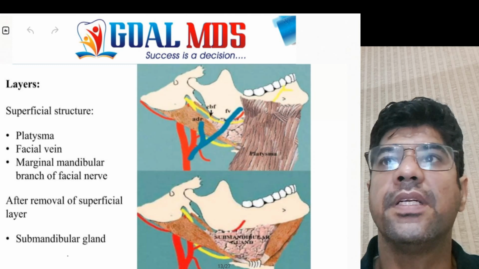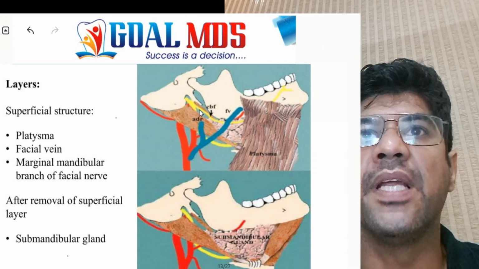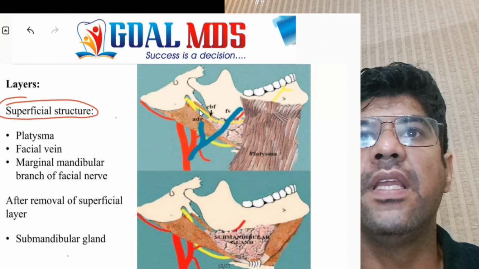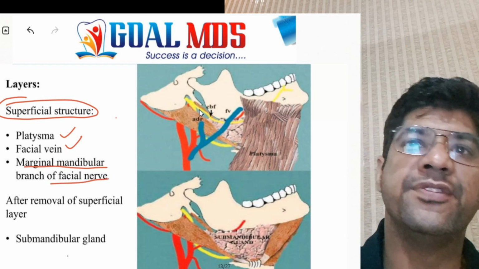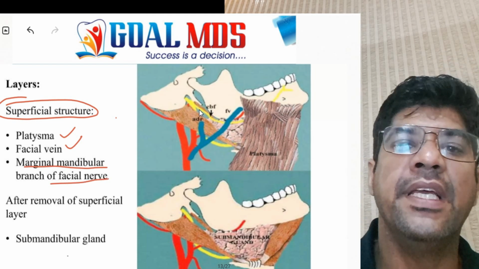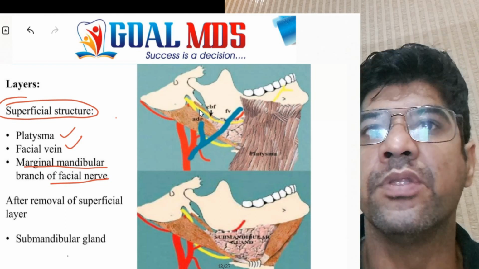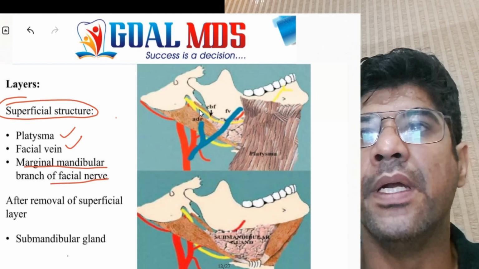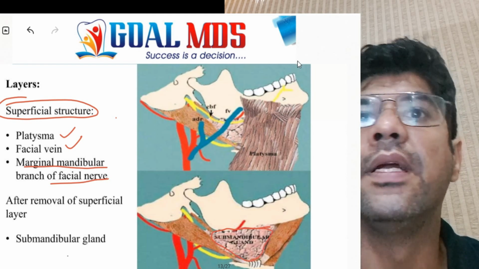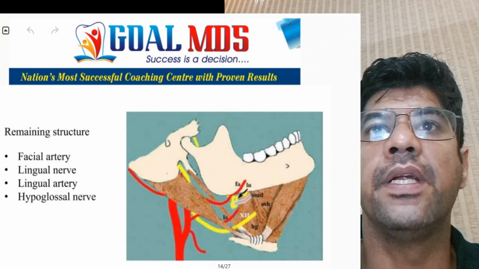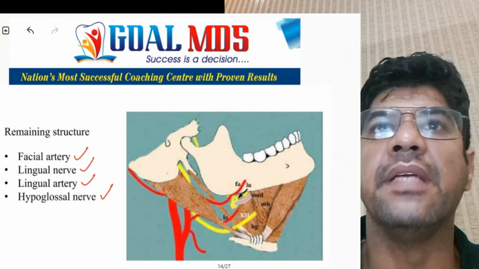So what are the layers associated? The superficial structures contain platysma, facial vein, and the marginal mandibular branch of the facial nerve. So when you remove the superficial layer, you will be able to see the submandibular gland. So this one is the submandibular gland. Then there are the facial artery, lingual nerve, lingual artery, hypoglossal nerve. These are the remaining structures.